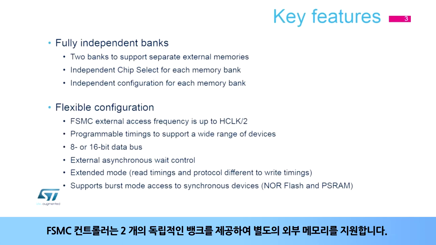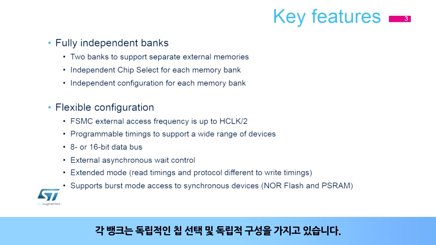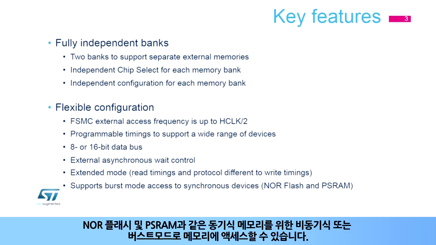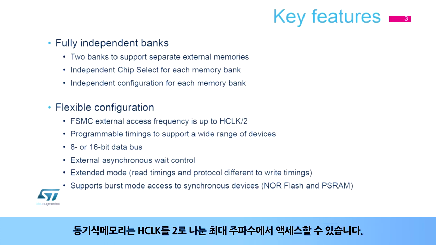The FSMC controller offers two independent banks to support separate external memories. Each bank has an independent chip select and an independent configuration. Each bank features programmable timings, a configurable 8 or 16-bit data bus, and can access memory in asynchronous or burst mode for synchronous memory, such as NOR Flash and PSRAM. Synchronous memory can be accessed at a maximum frequency of HCLK divided by 2.